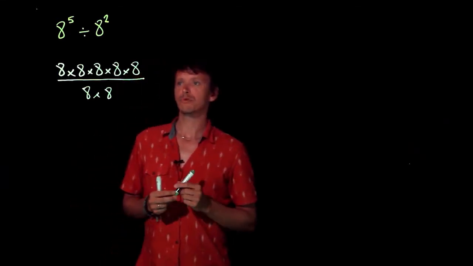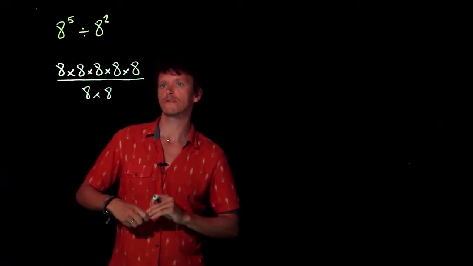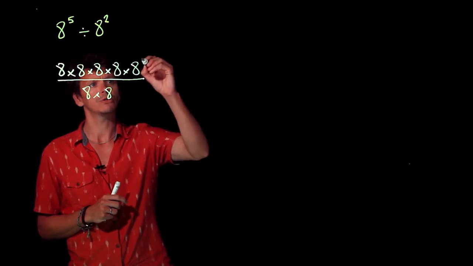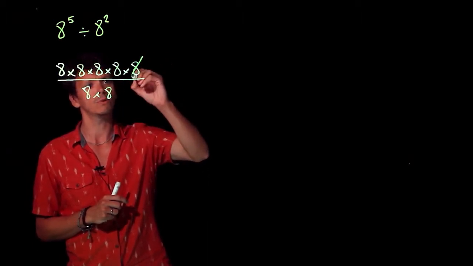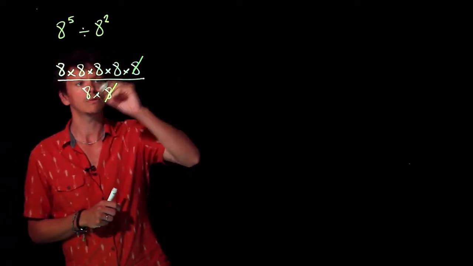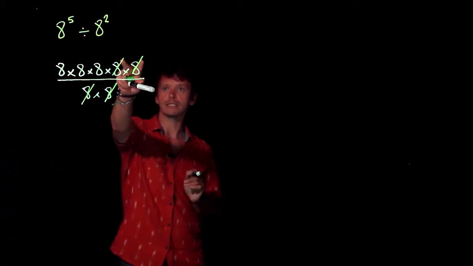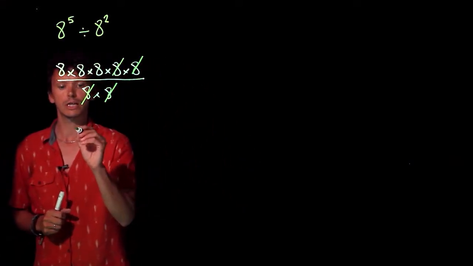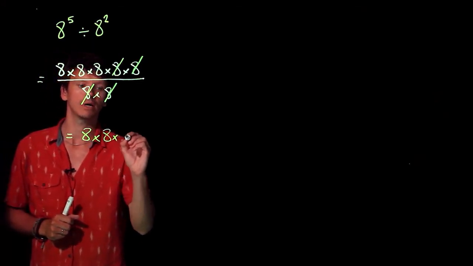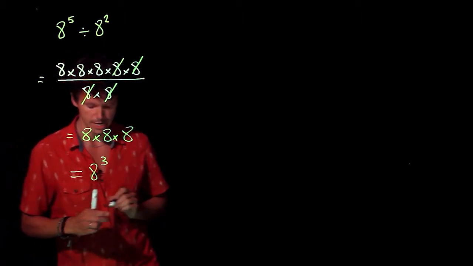We looked at cancelling in a previous video, and we can cancel here because if you notice we've got some 8s on the top and the bottom. We've got 8s up here in the numerator and the denominator, so we can cancel where we have an 8 in the numerator and the denominator. And we can do it again. So we've cancelled out 2 of our 8s and 2 of our 8s here, which actually leaves us with 8 times 8 times 8, which we know is 8 to the power of 3.